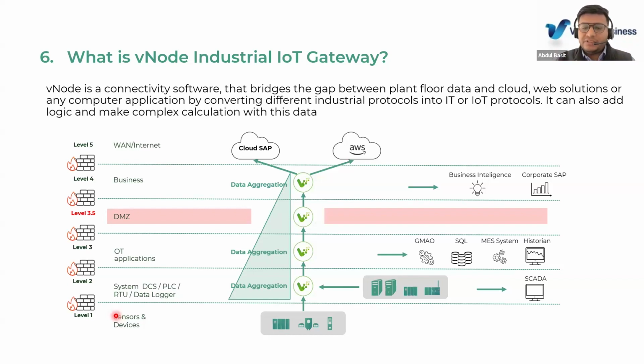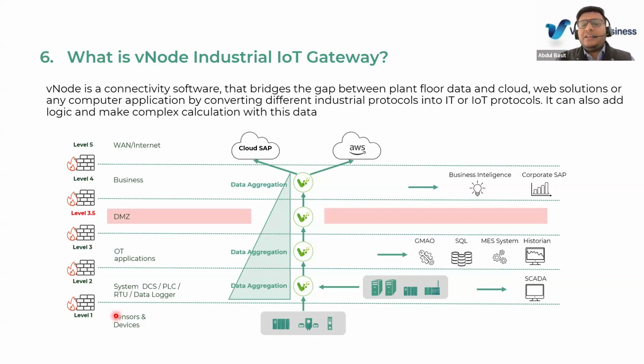So what is vNode? vNode is a software, which can be installed in, for example, any embedded computer. If you want to install in Windows, in Linux, in a virtual environment, or if you want to use containers, you can install it in any operating system, on any hardware. The software has multiple functionalities.